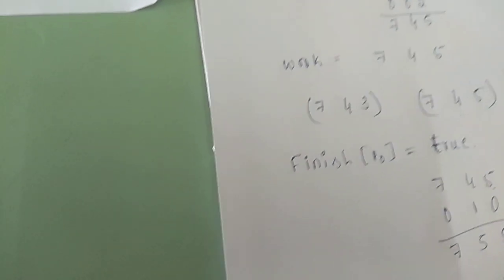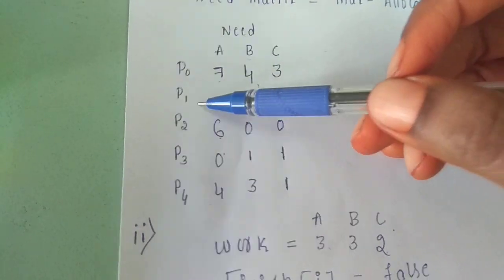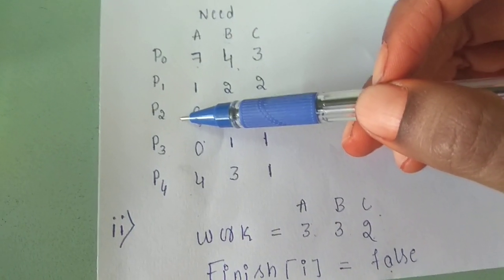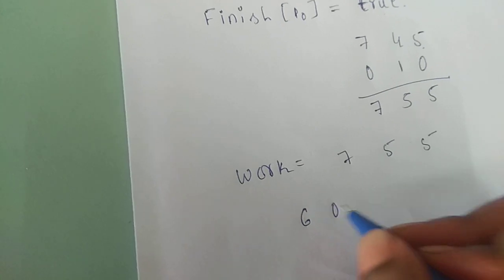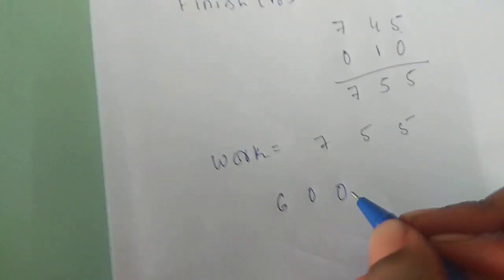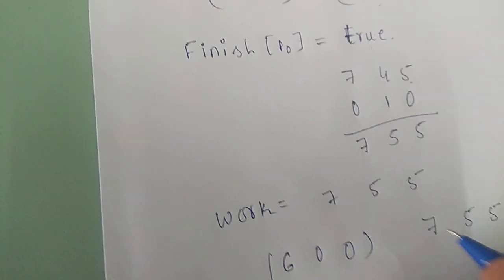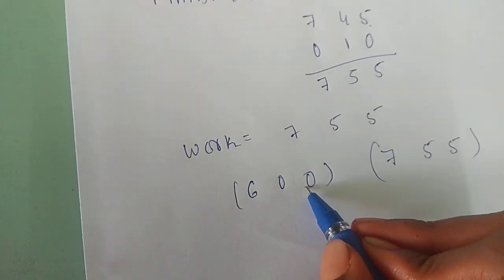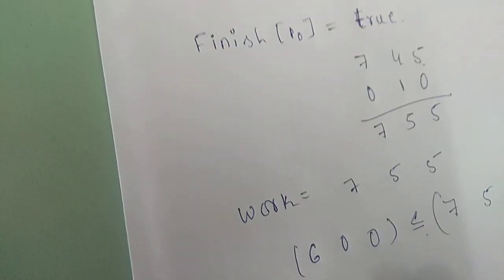So go to the table again and check if any other process is left out. Process P0 just now we completed. P1 we completed in the beginning itself. The only process left out was process P2. So check the need of process P2. It is having 6, 0 and 0. And the work available is 7, 5, 5. So it is actually less. 6 is less than 7, 0 is less than 5, 0 is less than 5. Okay, so you can actually finish off this process also.